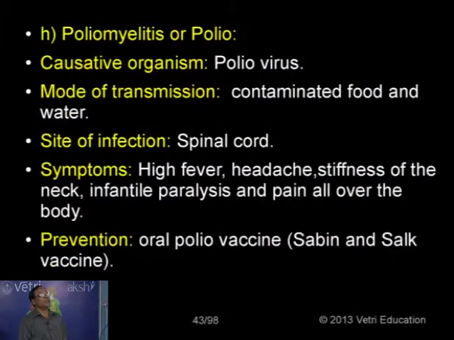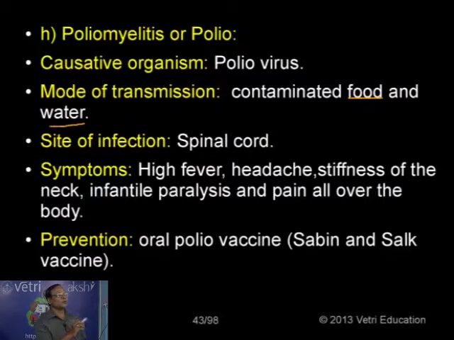Now the next one, a very important disorder, an infant disease affecting mostly children or the newborn: poliomyelitis, commonly known as polio. It is caused by poliovirus. Unlike smallpox, chickenpox, measles and mumps, this is transmitted through contaminated food and water, like cholera. The contaminated food and water which contains the virus is responsible for causing the disease.